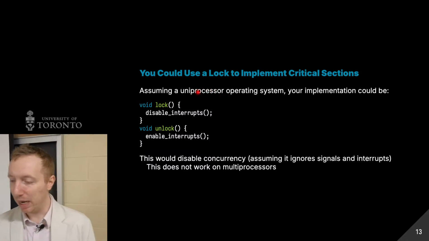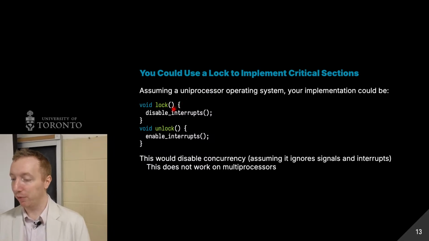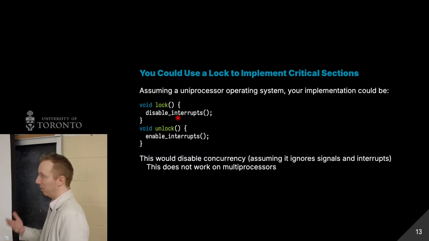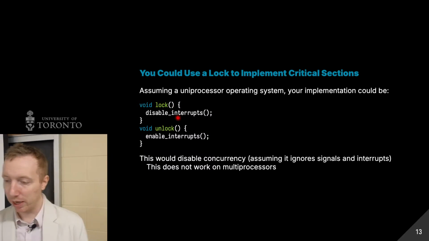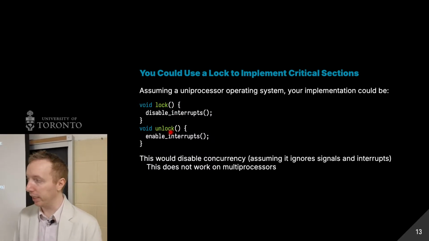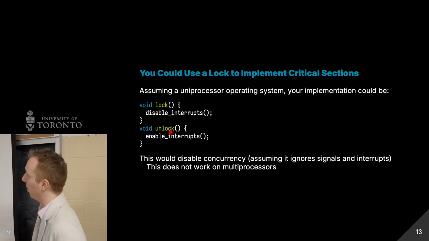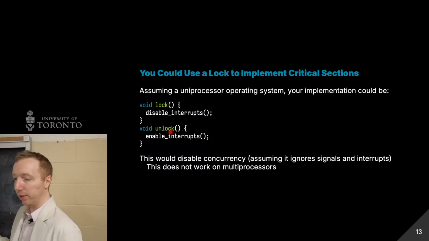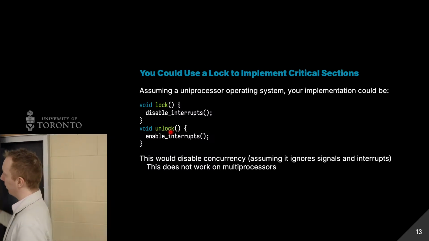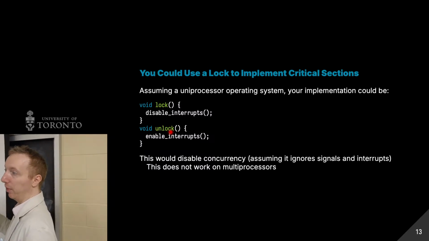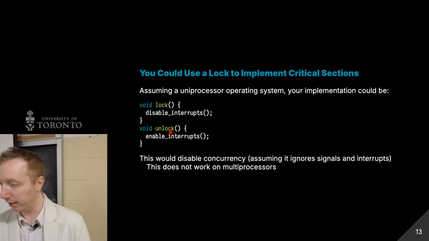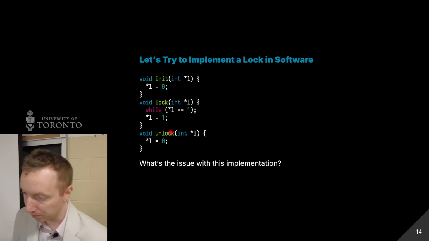So back in the day, your implementation for mutex lock could just be disable interrupts. Now no one else can interrupt you. And then the unlock would just be to re-enable interrupts again. So this would essentially disable concurrency, assuming it ignores signals and interrupts. But this isn't going to work on multiprocessors where things could be happening in parallel. So our life has gotten a lot more challenging.